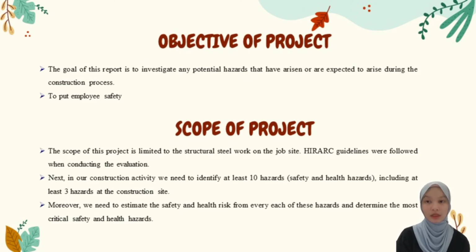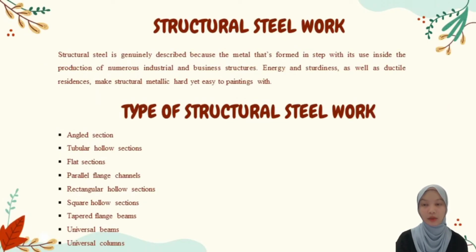Next, in our construction activity, we need to identify at least 10 safety and health hazards, including at least 3 hazards in the construction site. Moreover, we need to estimate the safety and health risks from each of these hazards and determine the most critical safety and health hazard. Structural steel work.